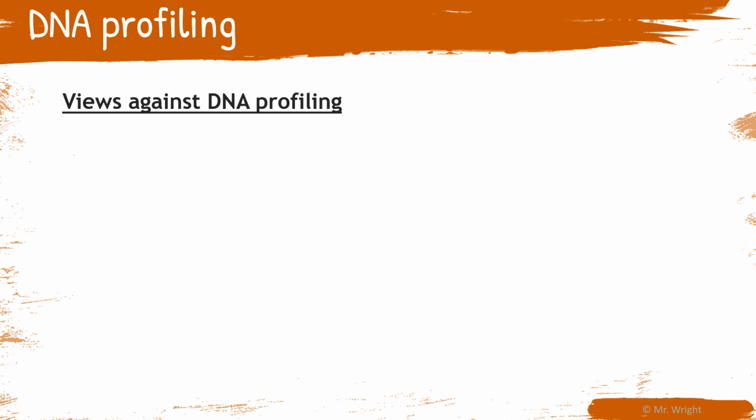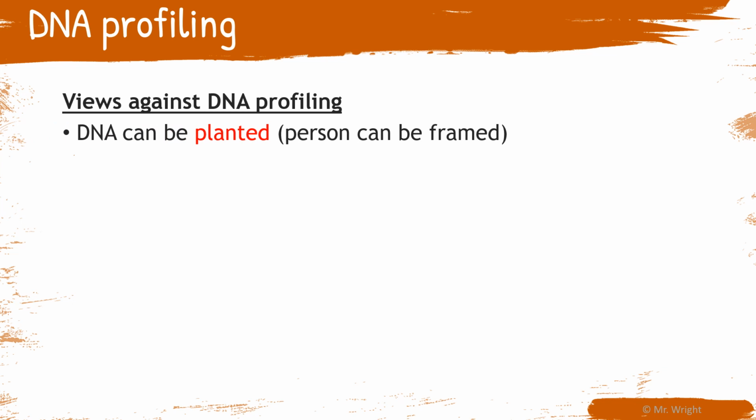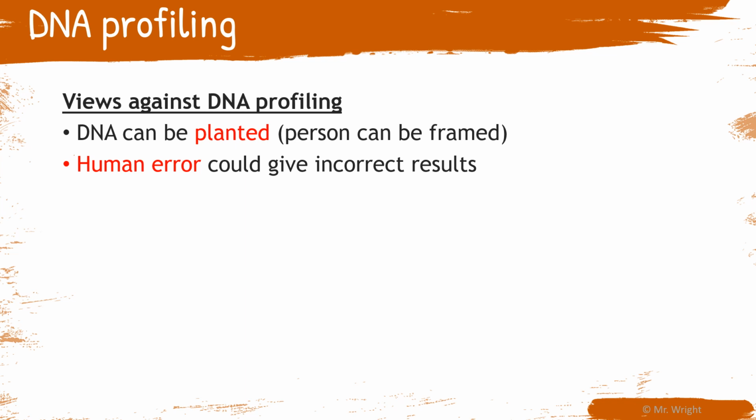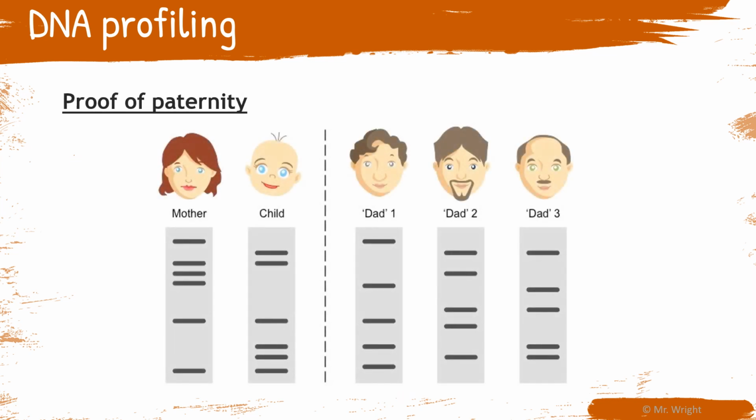However, DNA profiling does not come without its issues. Some people believe that DNA profiles can be used to frame someone, where DNA can be planted to make someone look guilty in a crime investigation. It also leaves itself open to possible human error, which could give incorrect results. And lastly, a lot of people are uncomfortable with the possible invasion of privacy brought about by DNA profiling. Despite that, DNA profiling still has many useful applications.